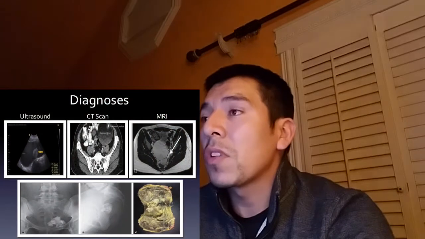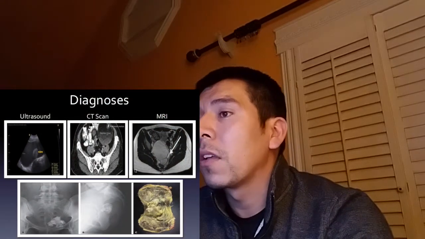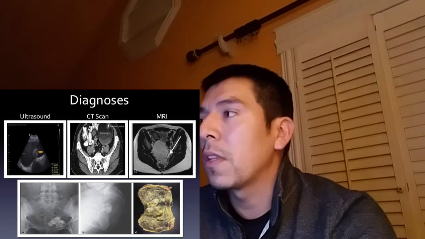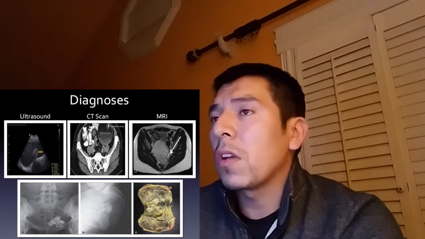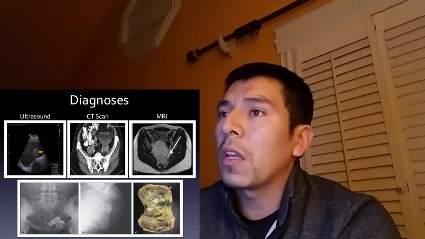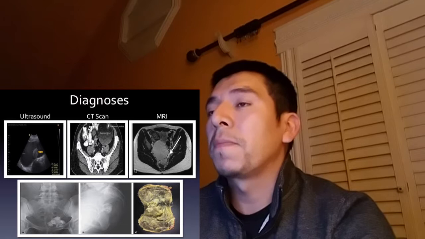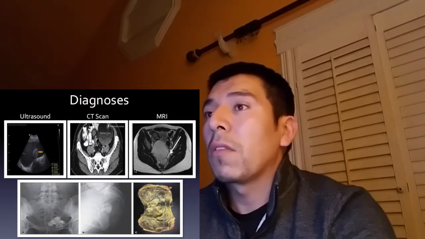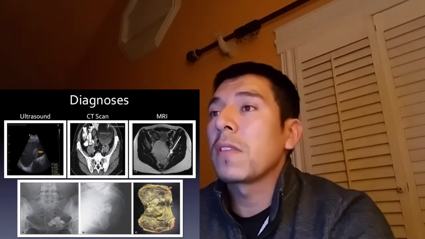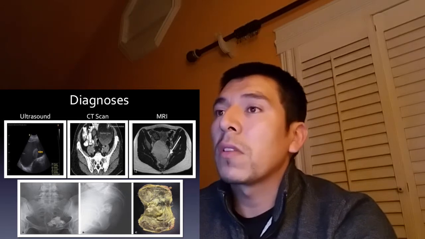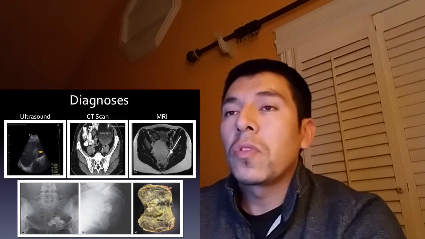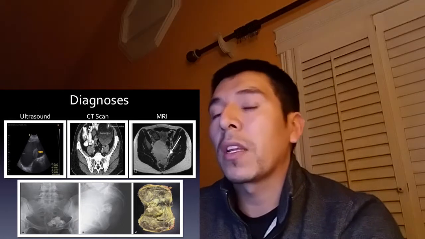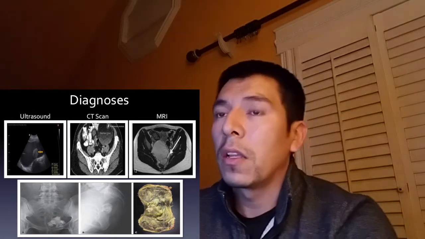Ultrasound is the first modality that is used due to the lack of ionizing radiation. Once they discover it with ultrasound, they can do a CT scan study. A CT scan is just going to show more detail about the dermoid. They can see it from different angles and measure it. After that, they can use MRI. MRI is mainly used to show whether the dermoid is malignant or benign.